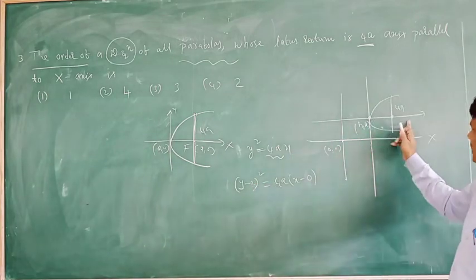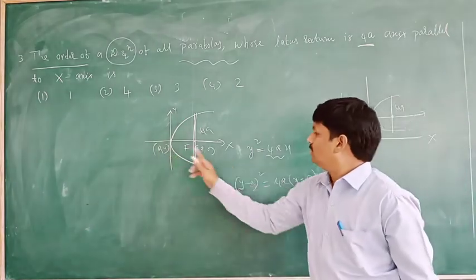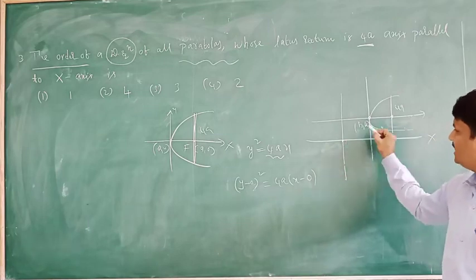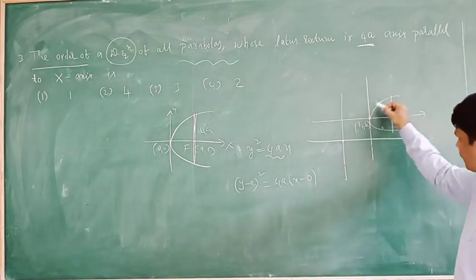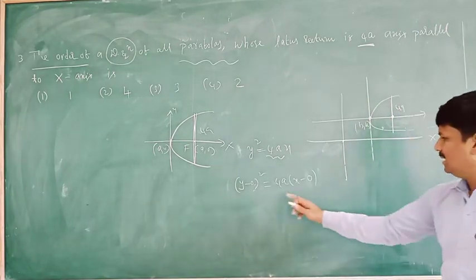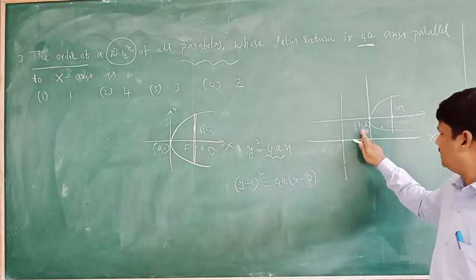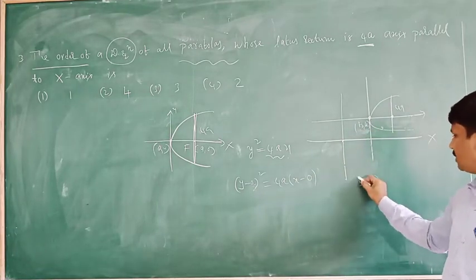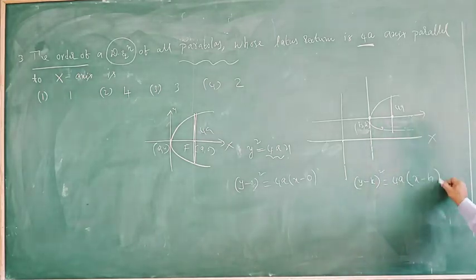Here also, if you write like that, then what is the equation of this one? In the place of 0 comma 0, what is there here? h comma k is there. Why? Because the vertex is shifted to h comma k. Then what is the equation of this parabola? In the place of 0 0, substitute h comma k: y minus k whole square is equal to 4a into x minus h.